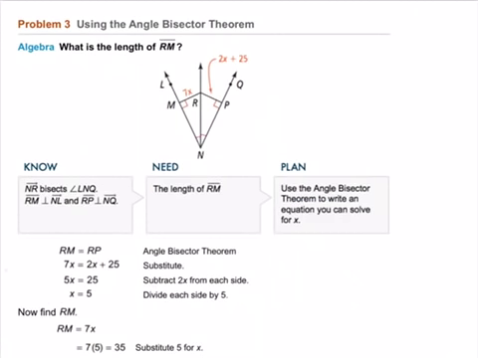So on problem 3, we're going to use that angle bisector theorem to find a missing length. If you look in the figure, I can tell that NR is the angle bisector. You can see this part of the angle is equal to this part of the angle. What that means is RM equals RP. So I'm going to use algebra to solve this.